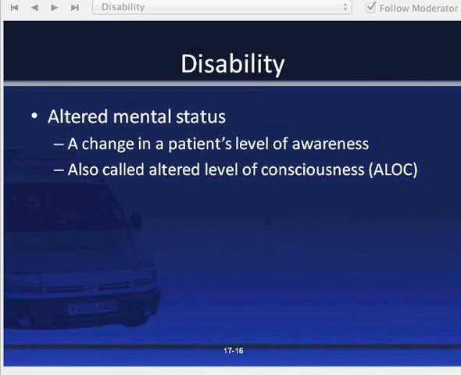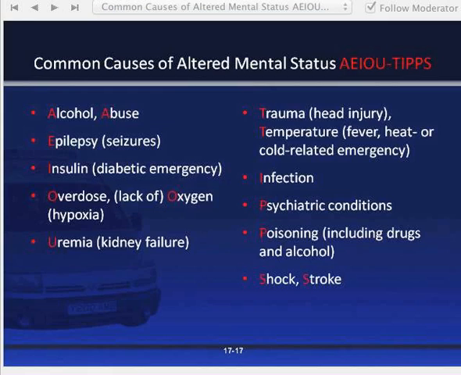Altered mental status means a change in a patient's level of awareness. Altered mental status is called an altered level of consciousness, or an ALOC. Common causes of altered mental status can be evaluated by utilizing the mnemonic AEIOU TIPS.